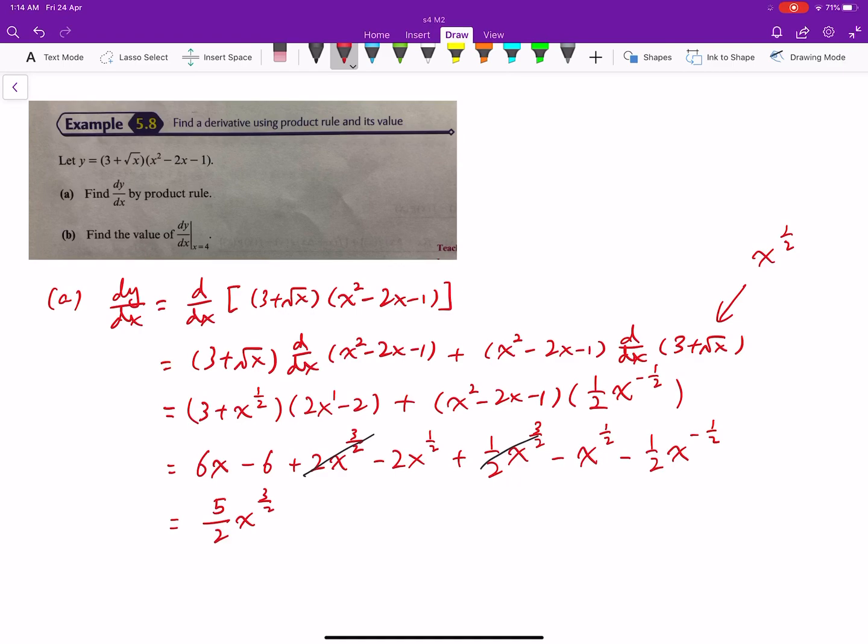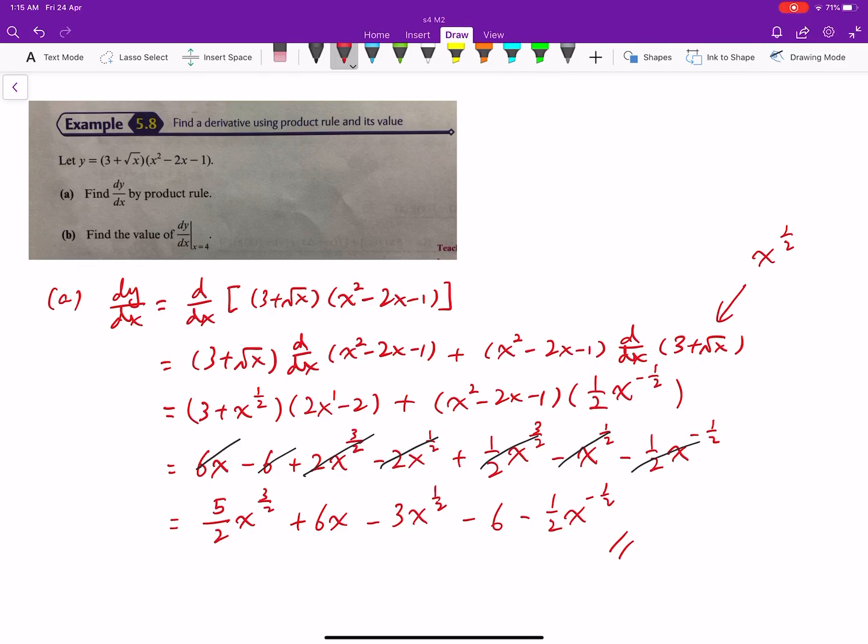After this, the next one should be 6x. And then you still have x to the power 1 over 2, and then minus 3. So get these two out, and it should be the constant. And then finally you get this one. Okay, that finishes part A.